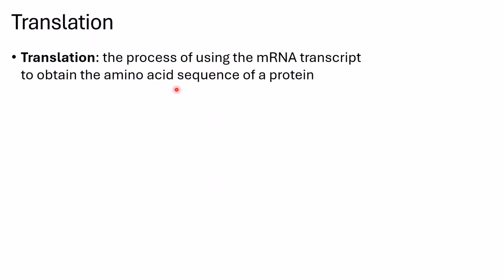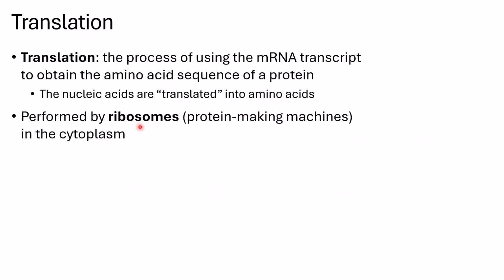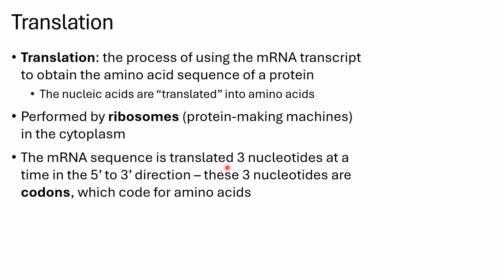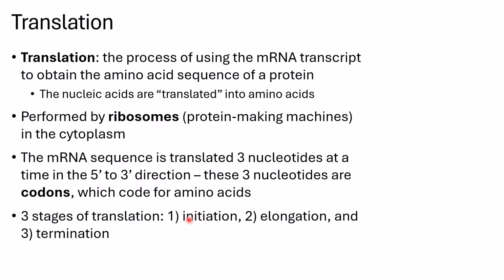Translation is the process of using the mRNA transcript to obtain the amino acid sequence of a protein. In other words, the nucleic acids are translated into amino acids. This process is performed by ribosomes, which are the protein-making machines found in the cytoplasm and embedded on the rough ER. The mRNA sequence is translated 3 nucleotides at a time, and is read in the 5' to 3' direction. The set of 3 nucleotides are called codons, and each codon corresponds to either an amino acid or a stop codon. Like replication and transcription, translation can be divided up into the stages of initiation, elongation, and termination.